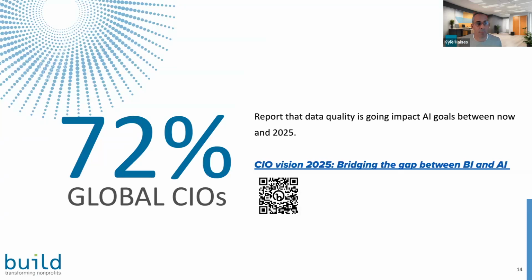Recently I read this report from CIO Vision 2025, and it was talking about AI. And I was struck by the number of global CIOs who really believe that before they can approach AI, they have a data quality issue that they need to address. So imagine if this was your nonprofit. If there was a lot of energy and excitement around AI, it's important as you think about AI and technology investments that you also understand where you are with respect to data quality.